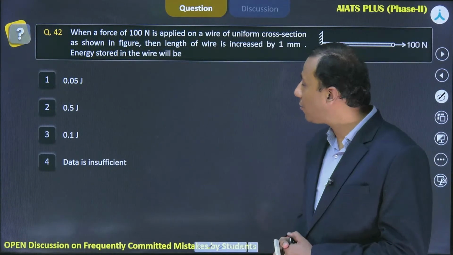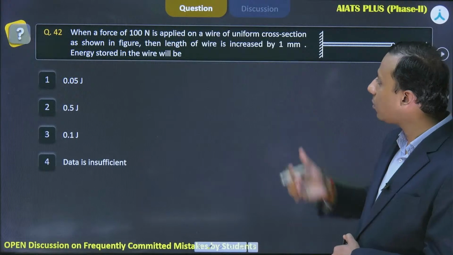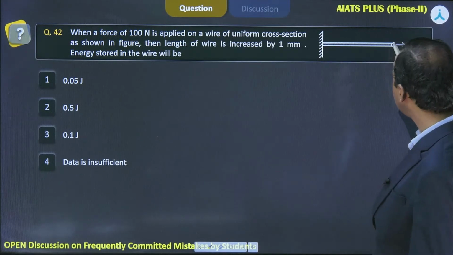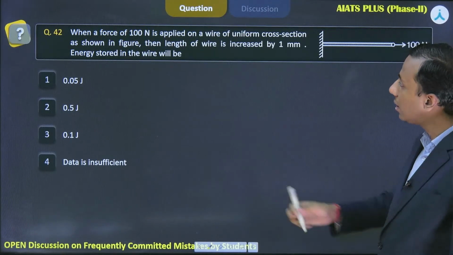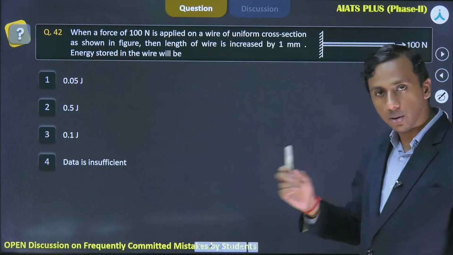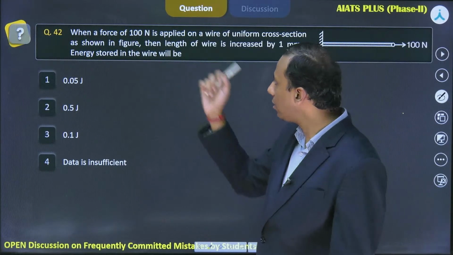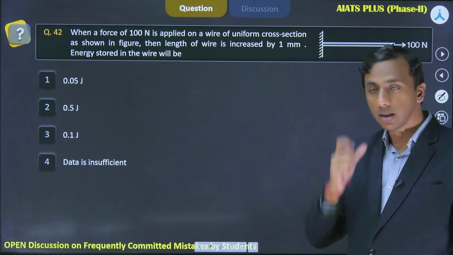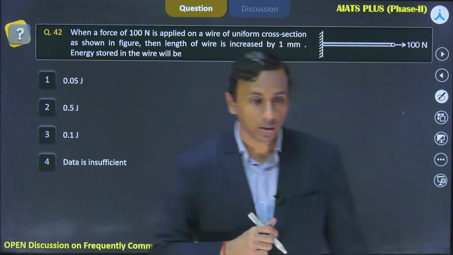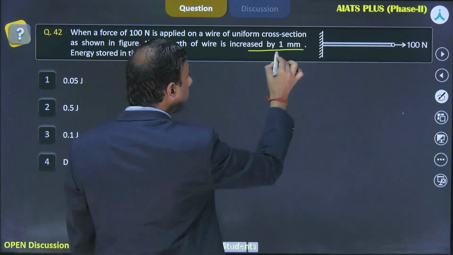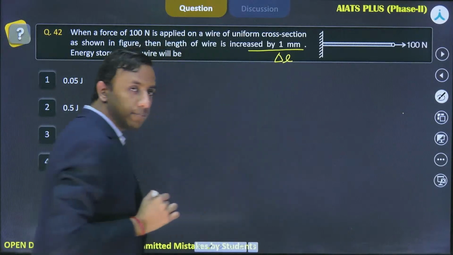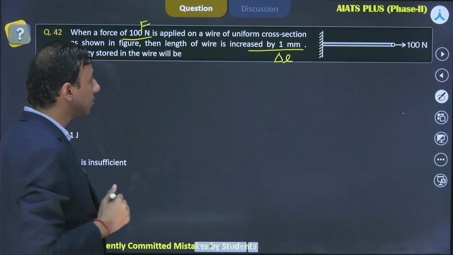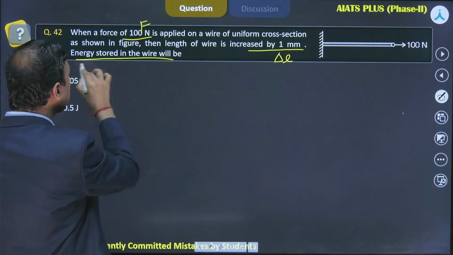Right. So here, if you see, a force has been given. It has been shown to be applied on this cross section of this wire, of uniform cross section. That's also given, as shown in figure. Then the length of the wire is increased by 1 millimeter. The length has been increased. So remember, delta L is the change in length, and this is your force F, and they are asking the energy stored in the wire.